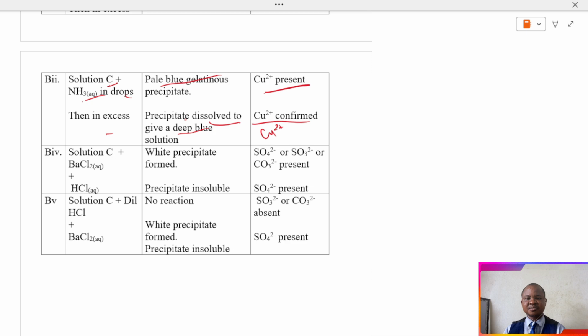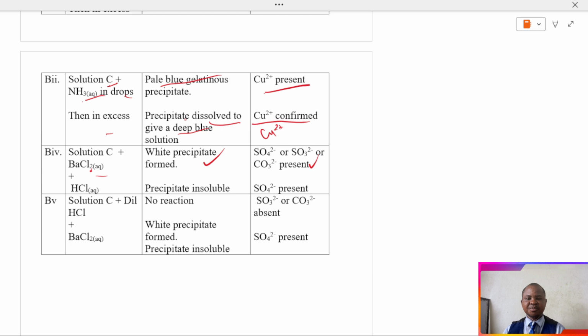Now, to determine the presence of SO4 2-, there are two ways you can do it. You can first of all add barium chloride, BaCl2, to the solution. You have a white precipitate. SO4 2-, SO3 2-, and CO3 2- may be present. And you add dilute HCl, the precipitate remains insoluble, which confirms the presence of SO4 2-.